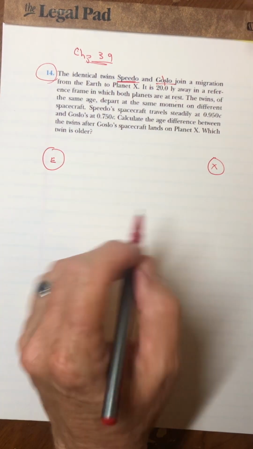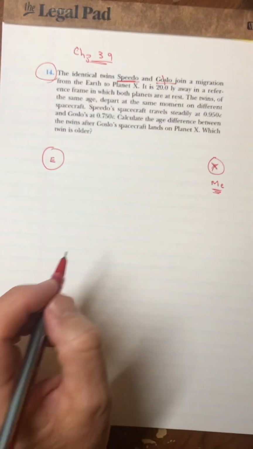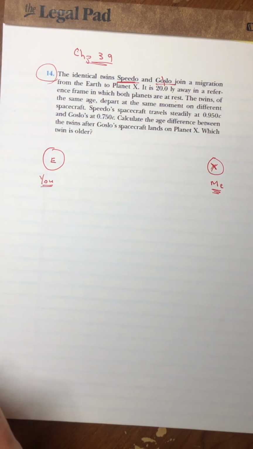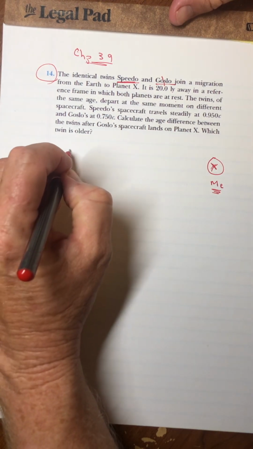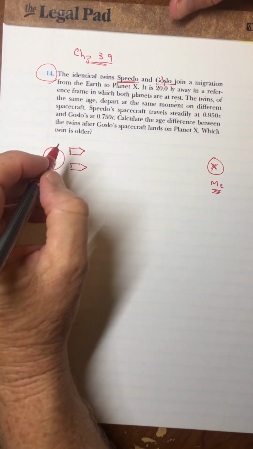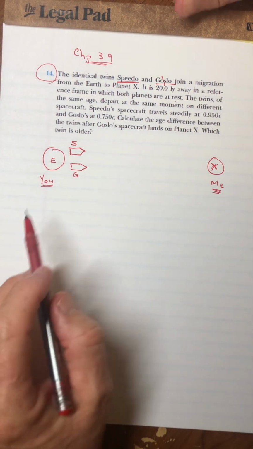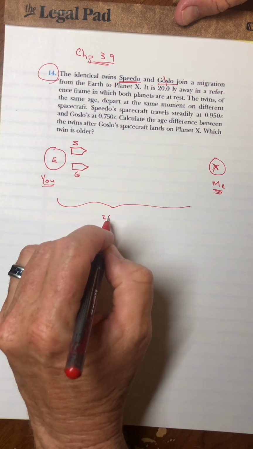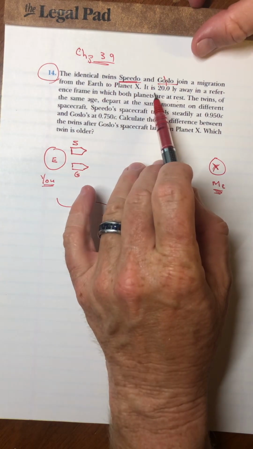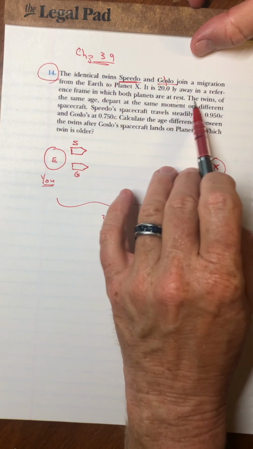So if somebody was measuring it, let's just say I'm over here at planet X, and I'm going to put you, the student, over here at the Earth. Then we're going to make two spaceships, and I'll put an S for Speedo and a G for Go Slow. When they say it is 20 light years, we have to say as measured by whom. They made that very clear: it's 20 light years away in the reference frame in which both planets are at rest.